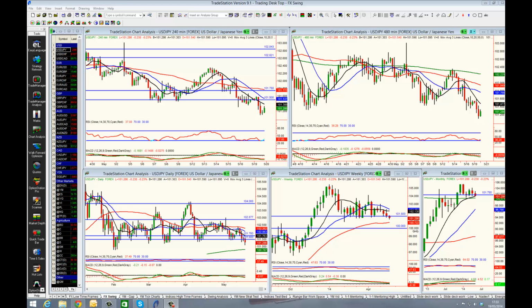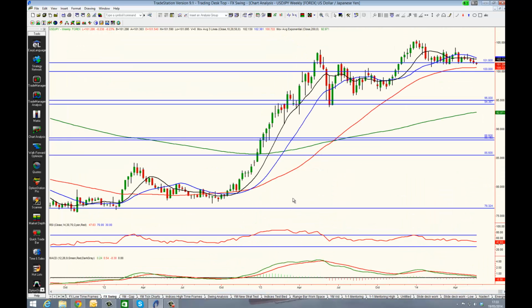So first of all, I'm going to take a look here at dollar yen, because dollar yen has just broken a key support level which has been intact for pretty much the first half of this year so far. If we take a look here on the weekly chart, we can see this market, generally speaking, has been in a lovely uptrend going back a number of years.